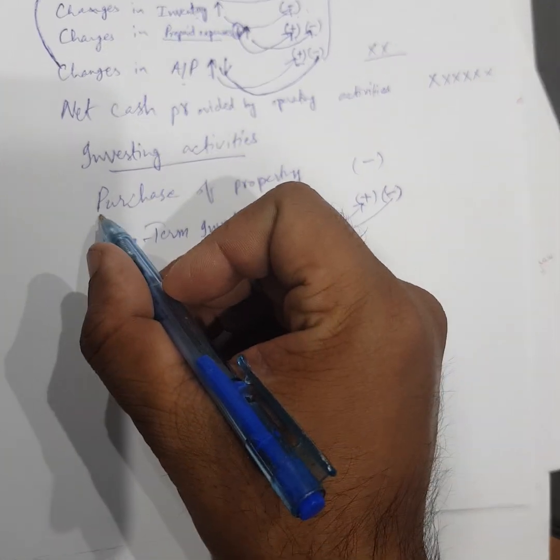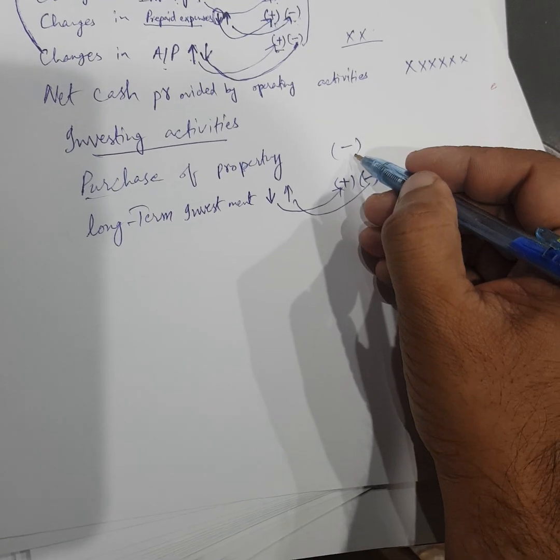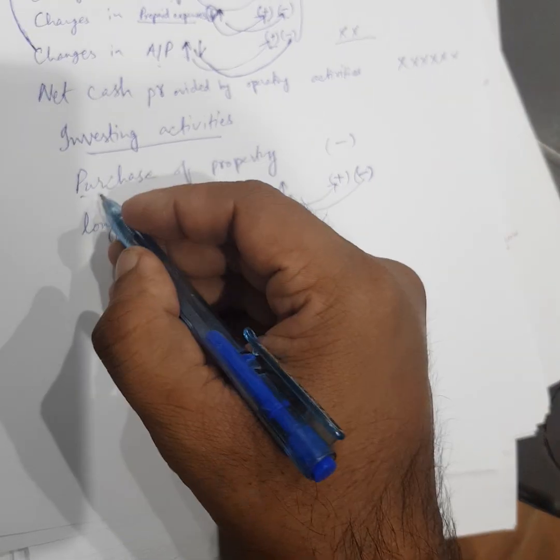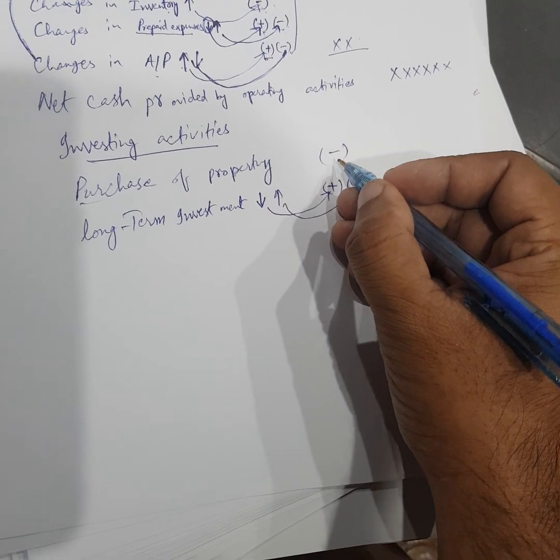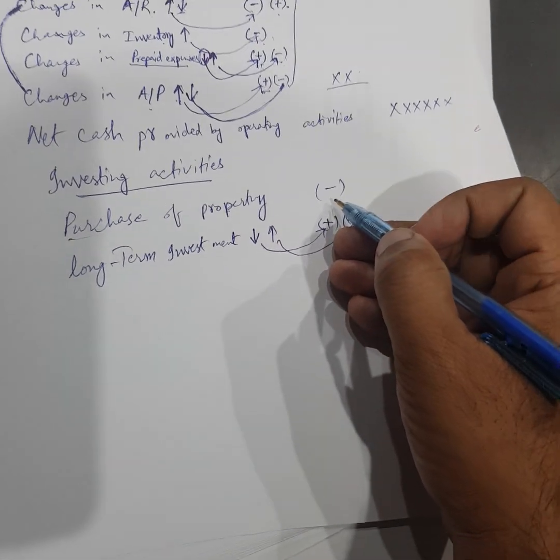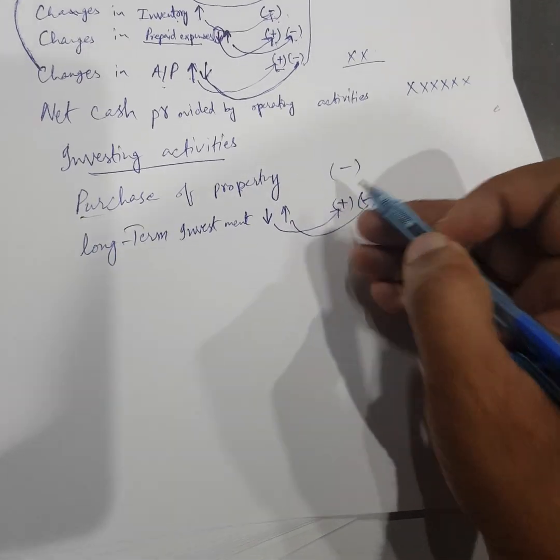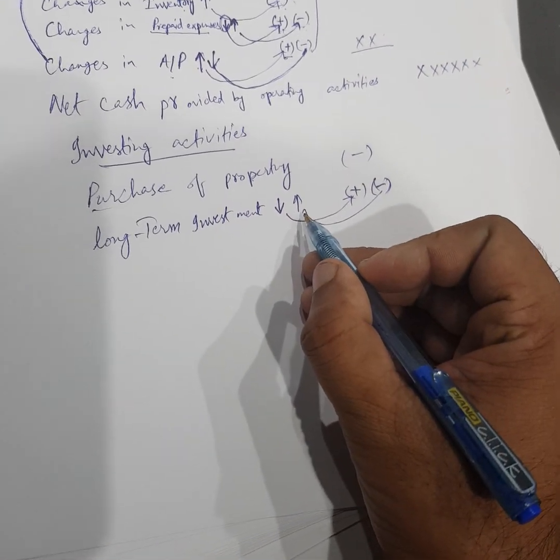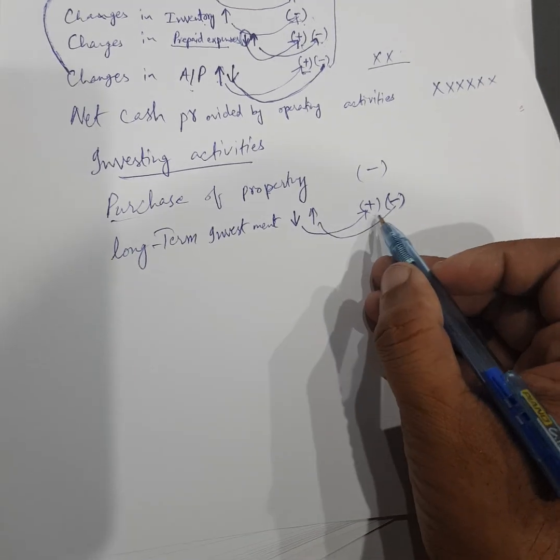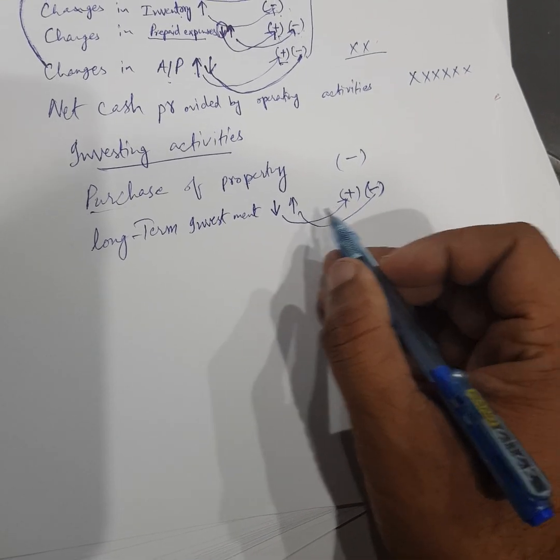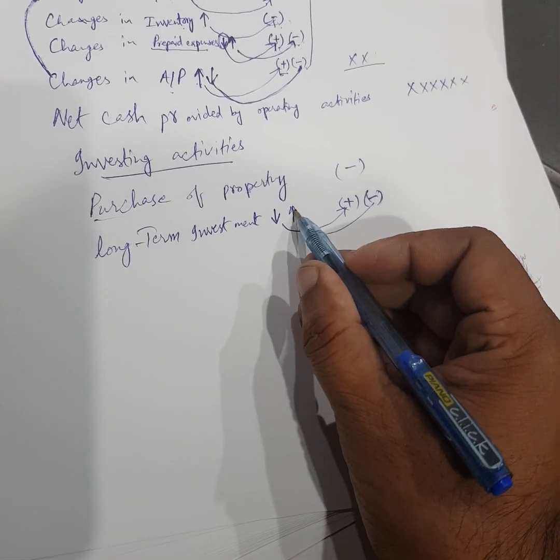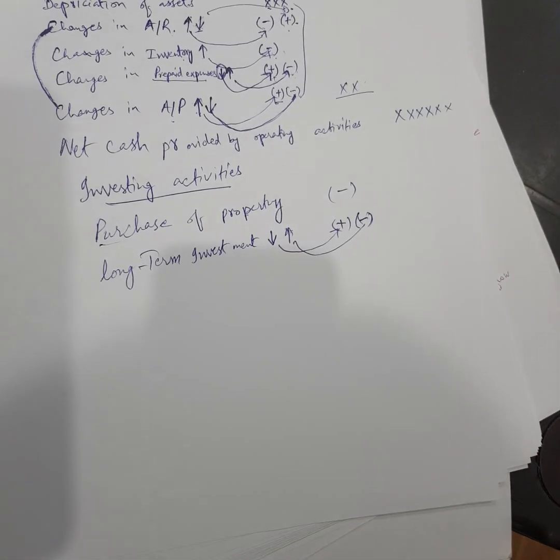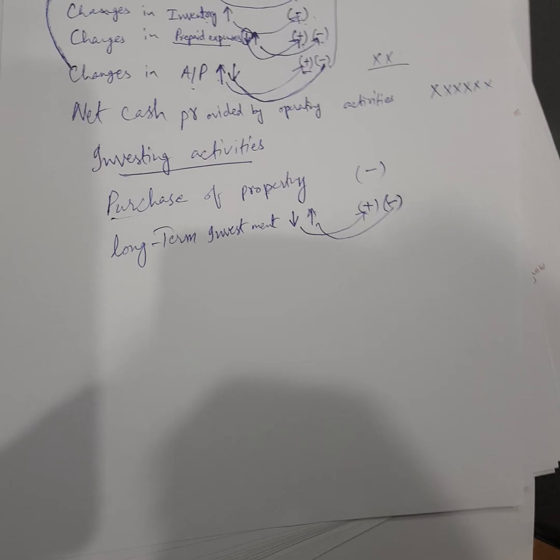Like I told you, with the sale of property our cash will come in and we will show the positive figure, and with the purchase of property our cash goes out, we get the negative figure because cash goes out. In the same way, whenever our long-term investment declines, our money comes back and it is showing cash inflow. But whenever we are doing more investment, it is increasing, our cash goes out against which we did investment.